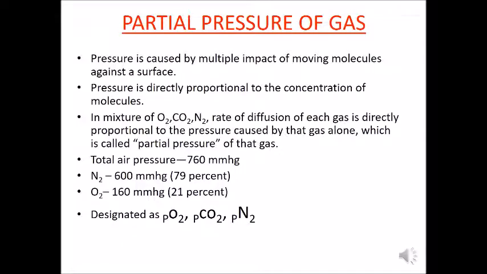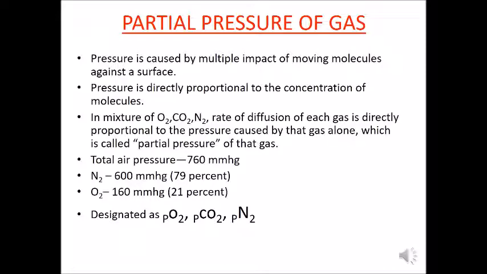Now let us discuss a term, partial pressure. You all know what is pressure. Pressure is caused by multiple impacts of moving molecules against a surface. Pressure is directly proportional to concentration difference of the molecules. Now in the mixture of oxygen, carbon dioxide and nitrogen, the rate of diffusion of each gas is directly proportional to the pressure caused by that gas alone, and this is called partial pressure of that particular gas.